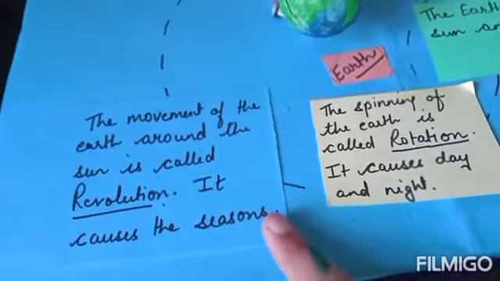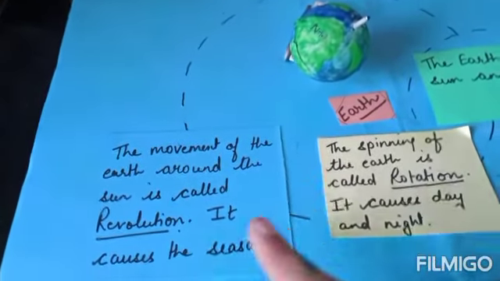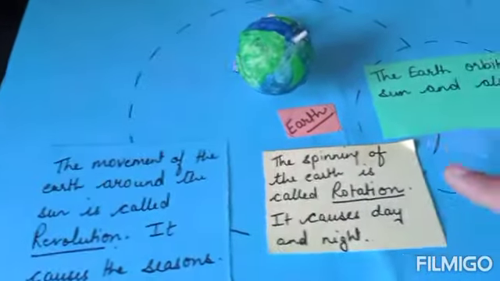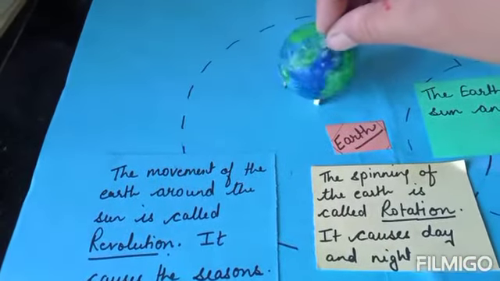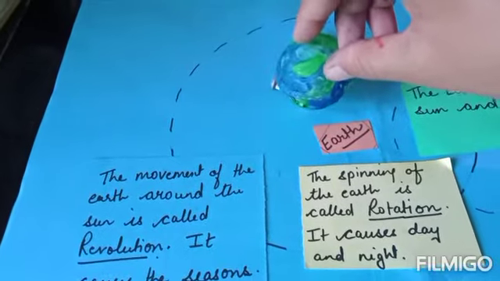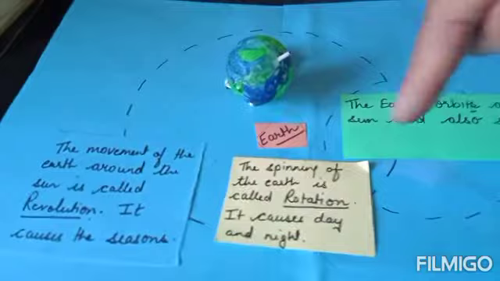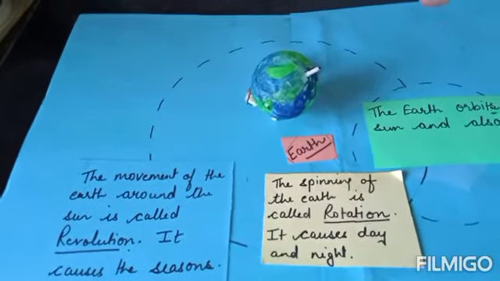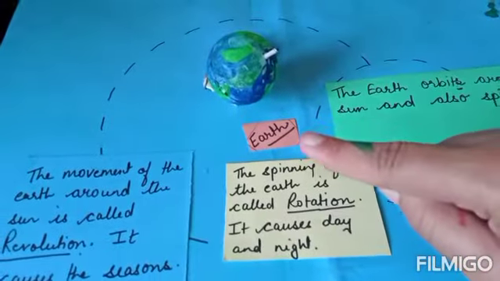Yes, the seasons. The movement of the earth around the sun causes seasons. When the earth spins on its own axis, it causes day and night, and when it moves around the sun, it causes the seasons. All right, yes, we have understood up till now.